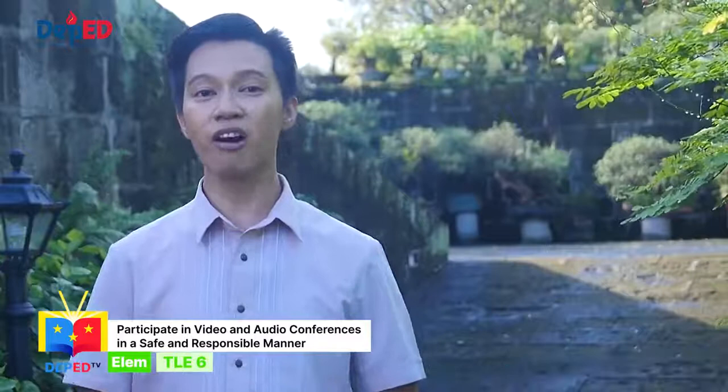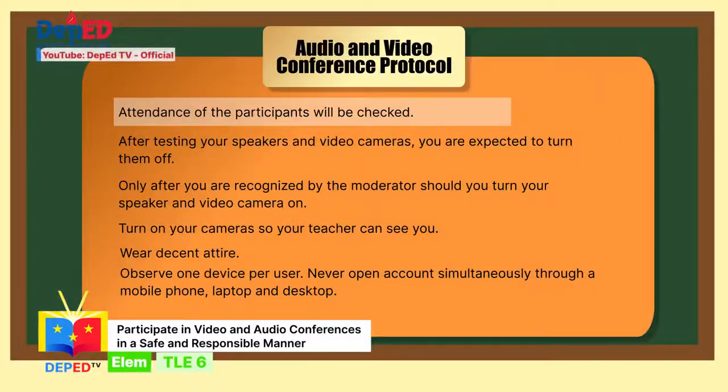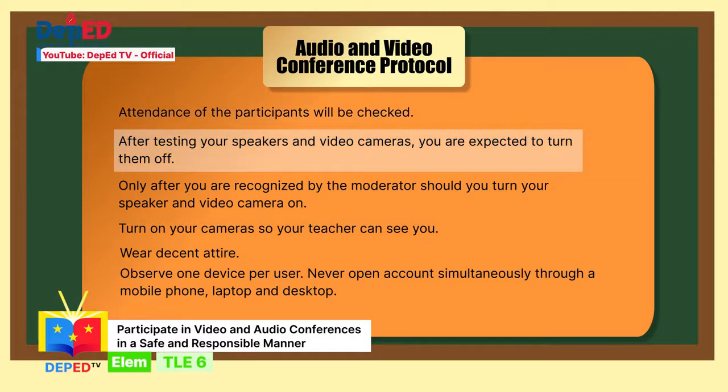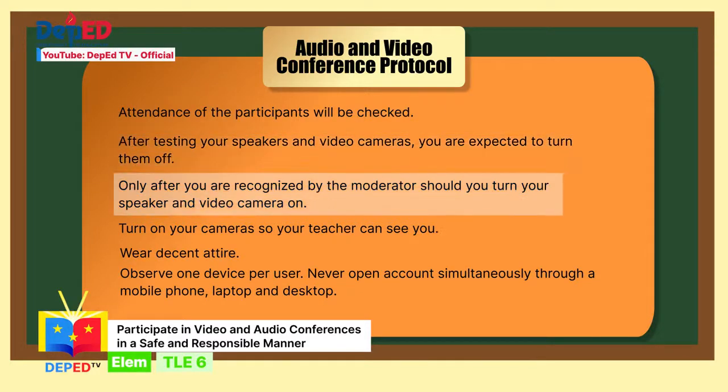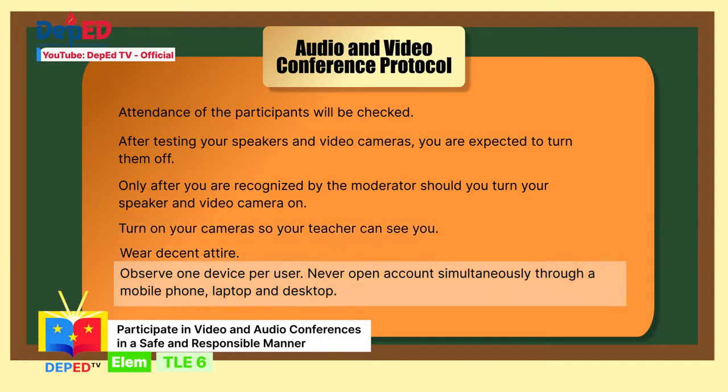Now, these are the protocols when participating in an audio and video conference. Attendance of the participants will be checked. After testing your speakers and video cameras, you are expected to turn them off. Only after you are recognized by the moderator should you turn your speaker and video camera on. Turn on your camera so your teacher can see you. Wear decent attire. Observe one device per user. Never open accounts simultaneously through a mobile phone, laptop, and desktop.